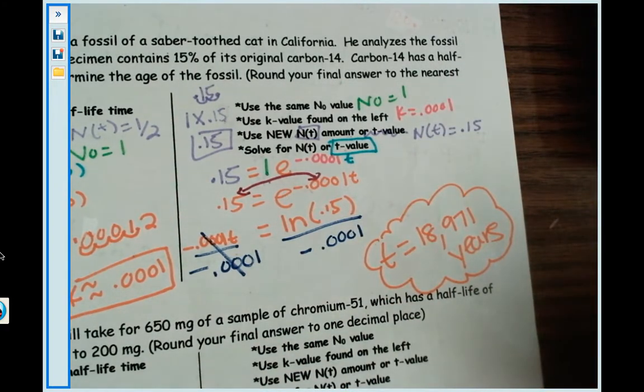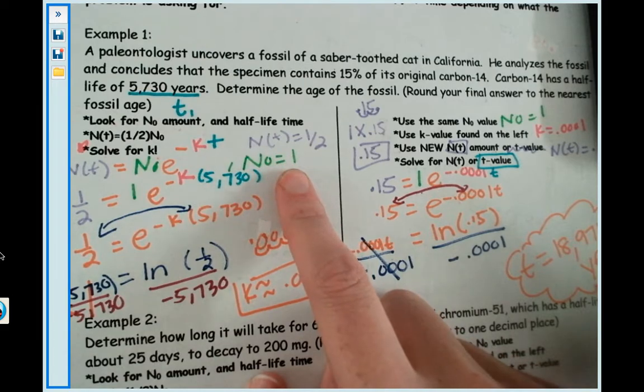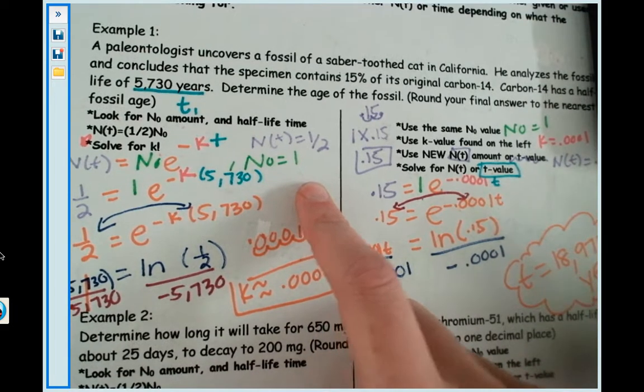Awesome job, you guys. Now, example 2 is similar to example 1, but we don't have this issue where we're not given the initial amount. The next ones will have the initial amount, which is a little different.